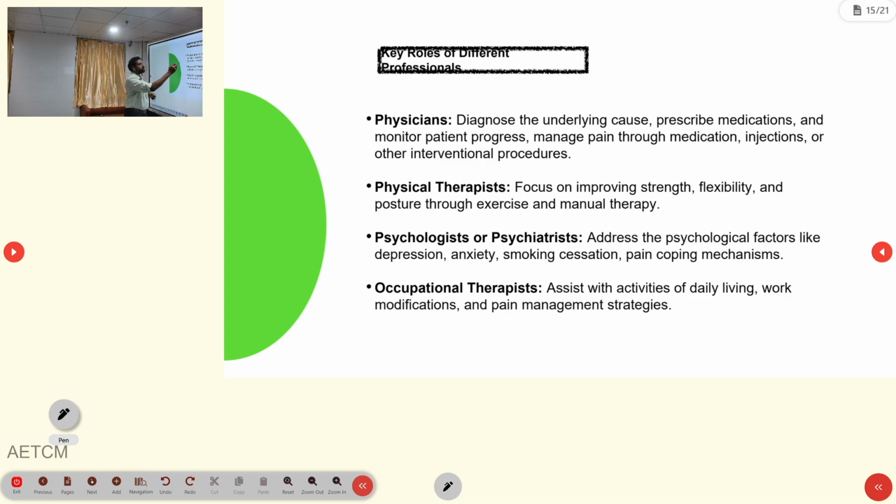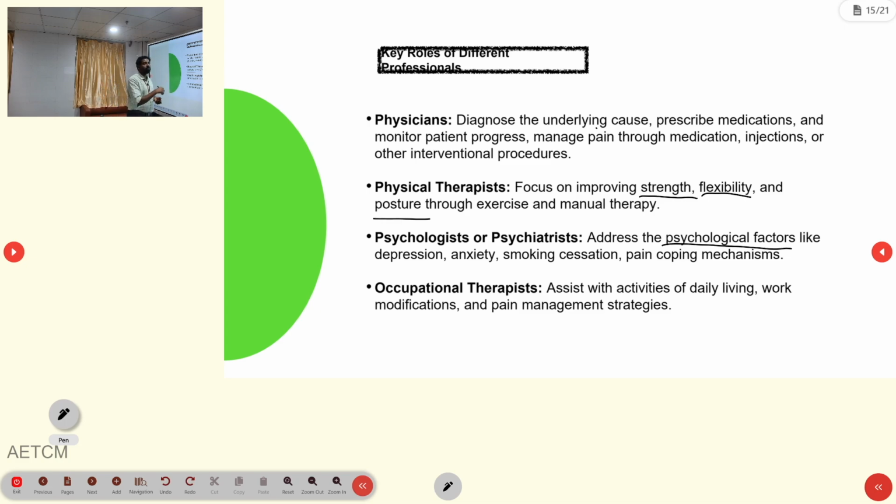So roles include physicians who diagnose the underlying cause, prescribe medications, monitor the progress of the patient, and manage pain through medication, injections, and other interventional procedures. And then physical therapists who focus on improving the strength as well as the flexibility and posture correction. Psychologists and psychiatrists might be necessary in case of chronic pain to improve the psychological condition, to improve depression, anxiety if the patient has that. Then occupational therapists assist with activities of daily living.